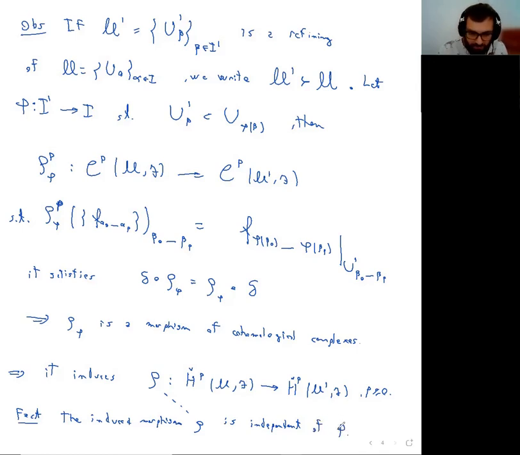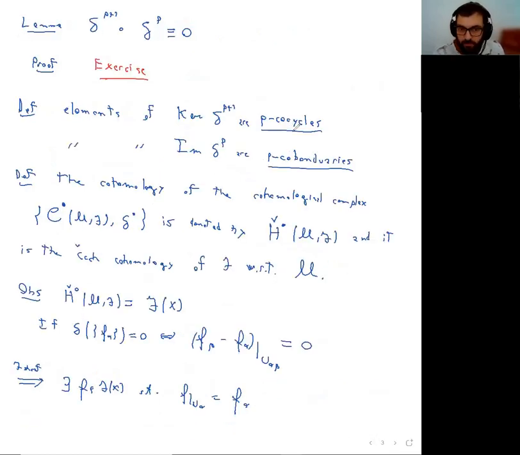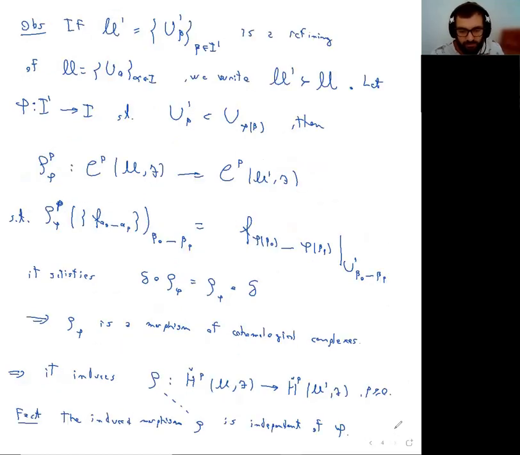It looks very dependent, of course, and at the level of cochains, it is dependent. But once you go into cohomology, so you only look at cocycles and you quotient out coboundaries, then this becomes independent of phi. It doesn't matter what you chose. We will not prove this. We'll just take it as a fact.